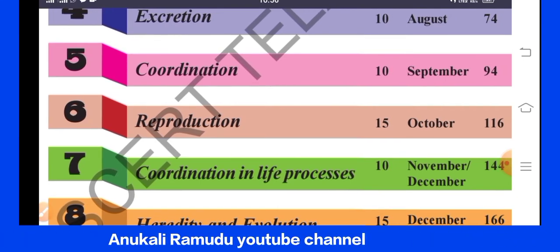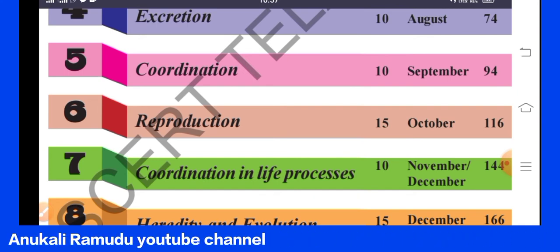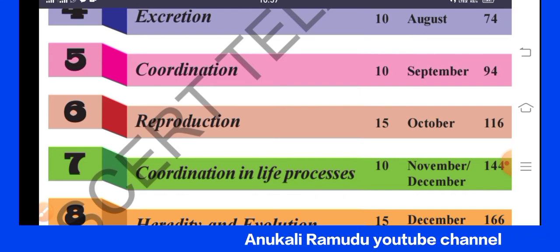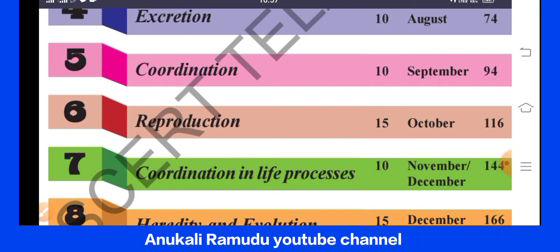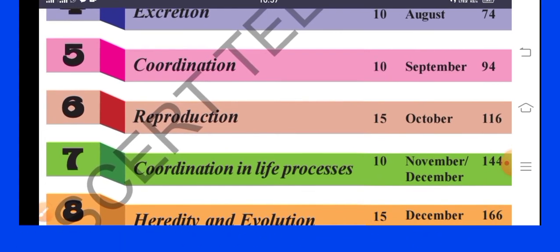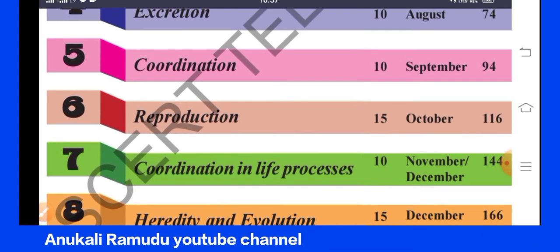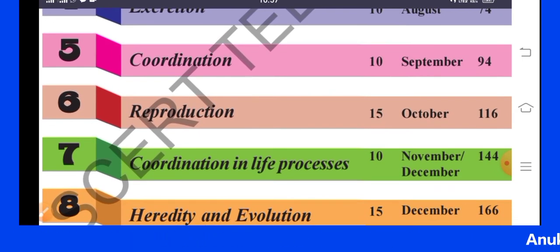You know that in our body we have different organ systems: circulatory system, excretory system, digestive system, respiratory system, and all these systems must coordinate to carry out work. If they do not coordinate with each other, there will not be any function of any system in our body.